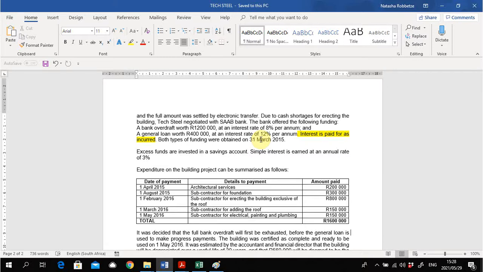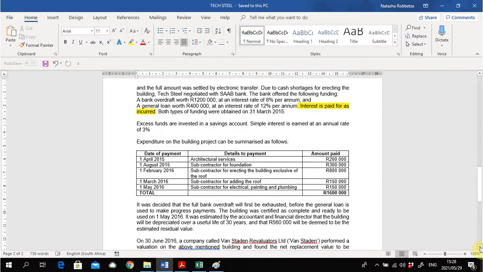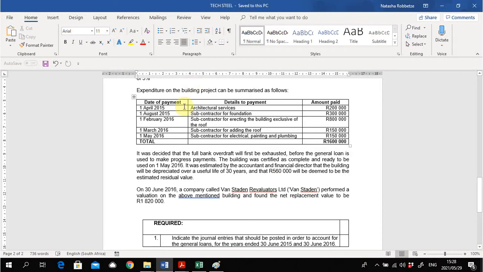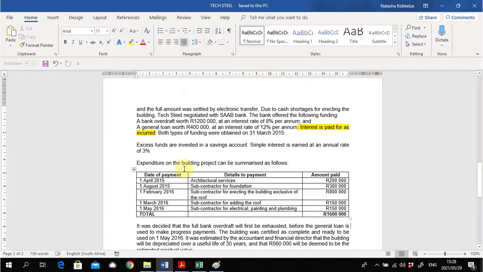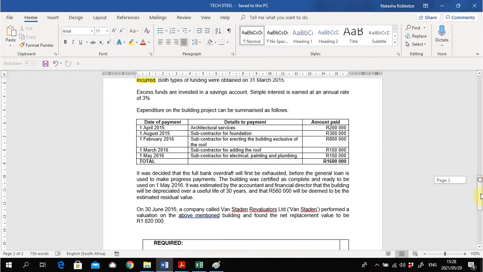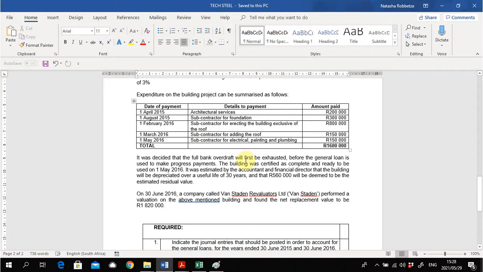In the next sentence, we are told that any excess funds are invested in a savings account. Simple interest is earned at an annual rate of 3%. Then they've also given you a summary of your progress payments. You would find that 2 of the payments were made during 2015, and then 3 of them during 2016. On your right-hand side, they've given you the amounts paid and the total. You can see that the total does add up to the funding that we've asked for. And they've given a description of the progress or the reason why the progress payment was due.